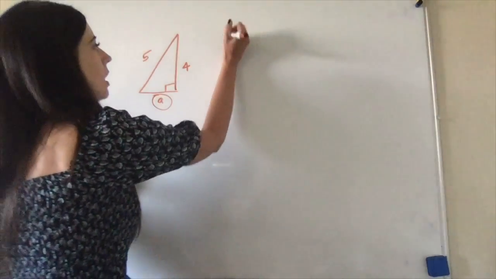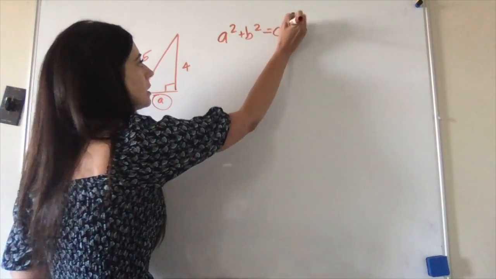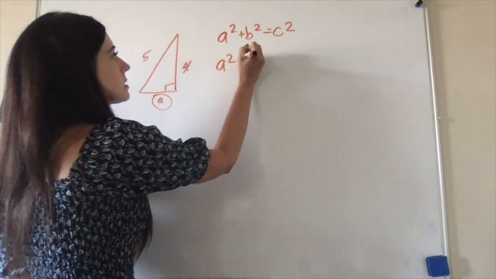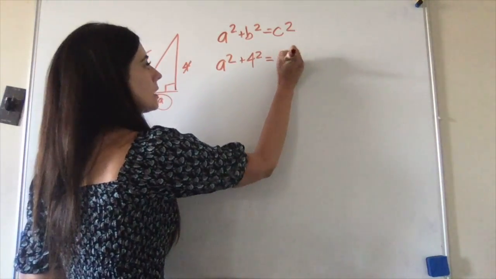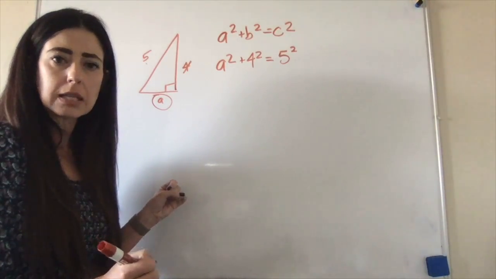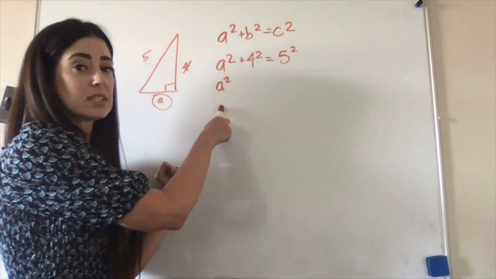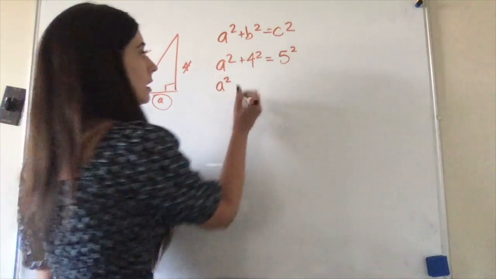So we know the Pythagorean theorem is a squared plus b squared equals c squared. For A, we're just going to leave a squared. For b squared, we're going to do 4 squared. And c squared is 5 squared. Now, PEMDAS tells us that we have to take care of these exponents. So we get a squared. We can't simplify it at all because we don't know what a is yet.